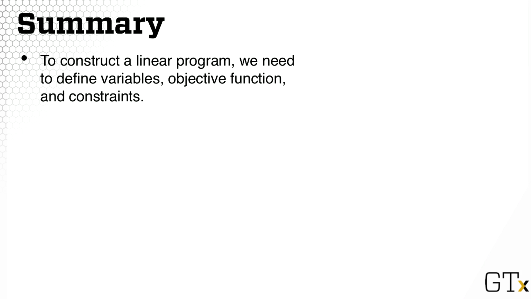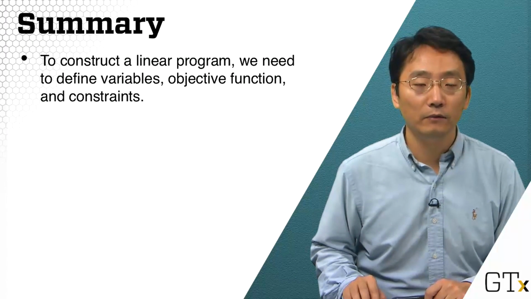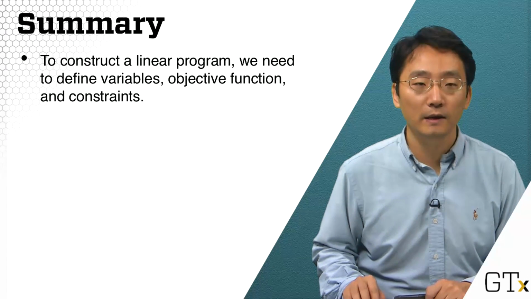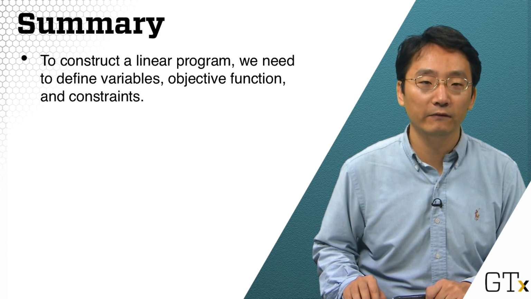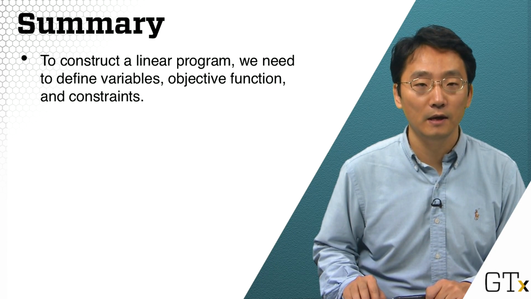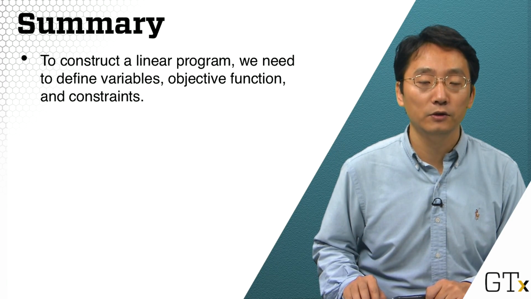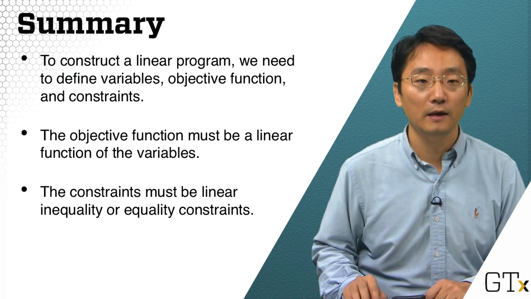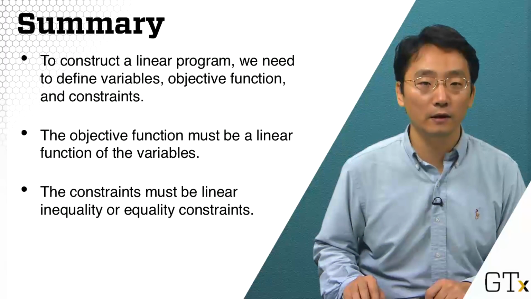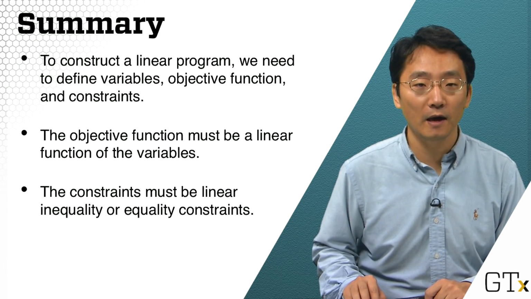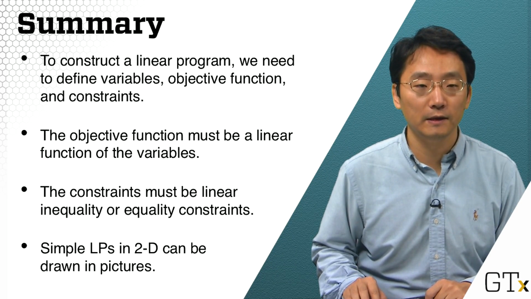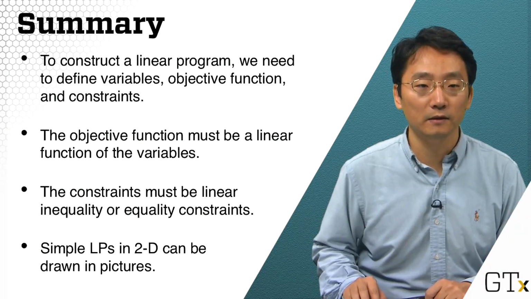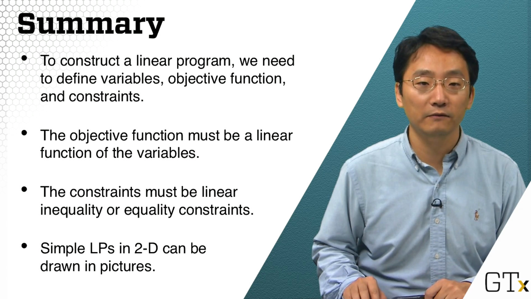All right, let's summarize this lesson. First, we learned how to construct a linear programming problem. To construct a linear programming problem, we need to define variables, objective function, and constraints. Both the objective function and constraints should be linear functions of the variable. The objective function must be a linear function, and the constraint must be a linear equality or inequality constraint. Both are fine, but they have to be linear functions. And we studied a simple LP in 2 dimensions. We see that such LPs can be drawn in pictures, and also we can find the optimal solution geometrically on the picture.